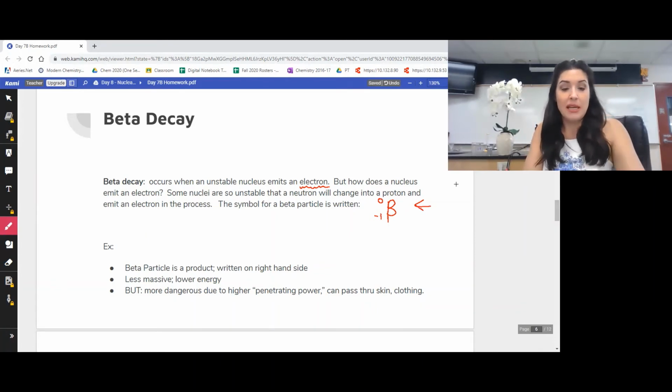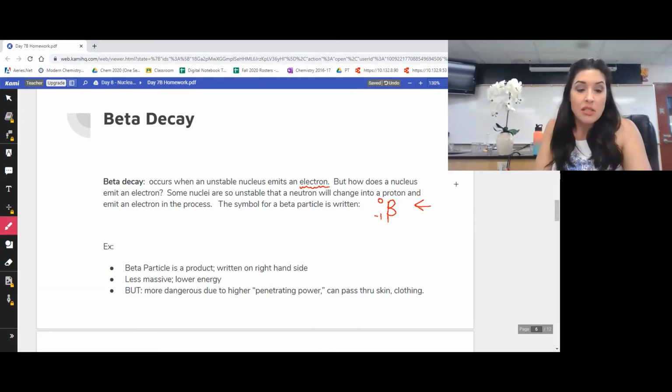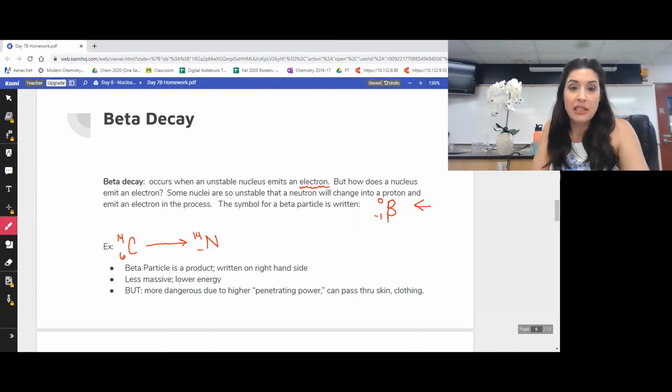So here's an example of how you can write a reaction of beta decay. Say you have carbon-14. It undergoes beta decay to form nitrogen-14 and a beta particle.